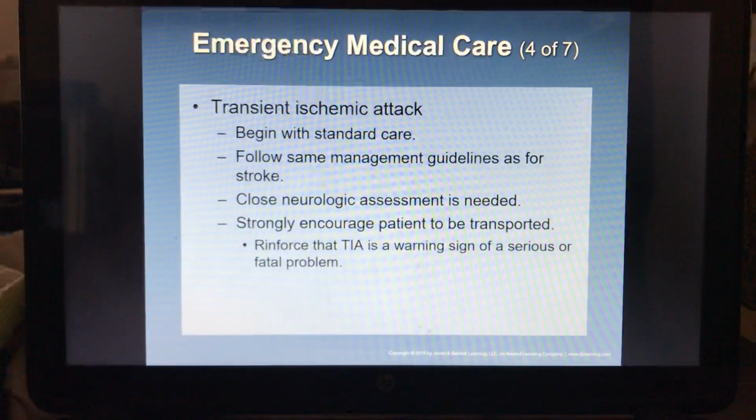TIA, you're going to find out that they're having a TIA. Still, again, the same thing with TIA. Stress transport. Don't let them refuse. Don't let them think that they're free and clear, that this is a one-time thing.